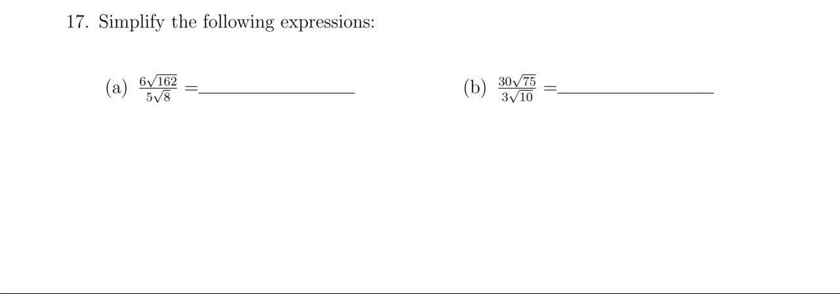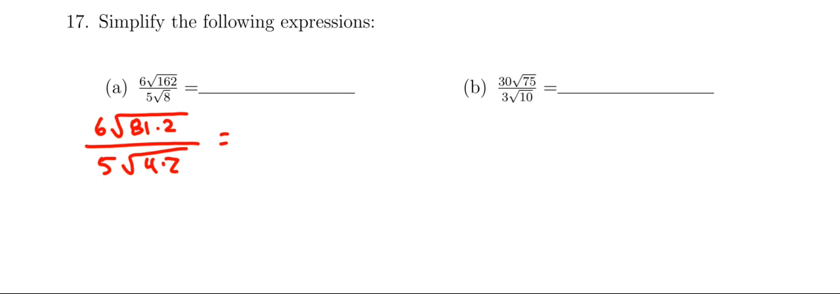So this question wants us to simplify the following expressions. Okay, so we're going to run through this relatively quickly here. Now, the first one here, I've got 6 root 162. Well, 162 is the same as 81 times 2. And then in the denominator, I've got 5 root 8. Well, 8 is 4 times 2.